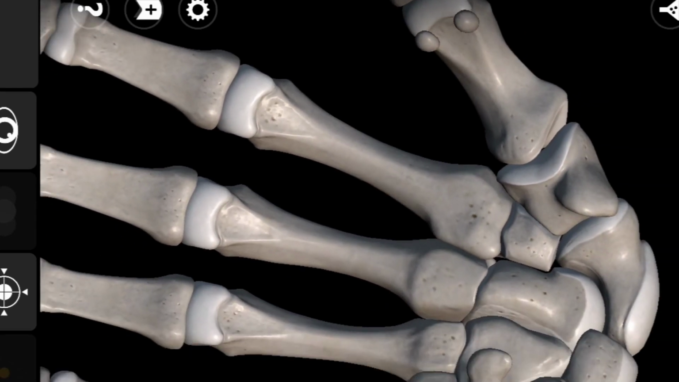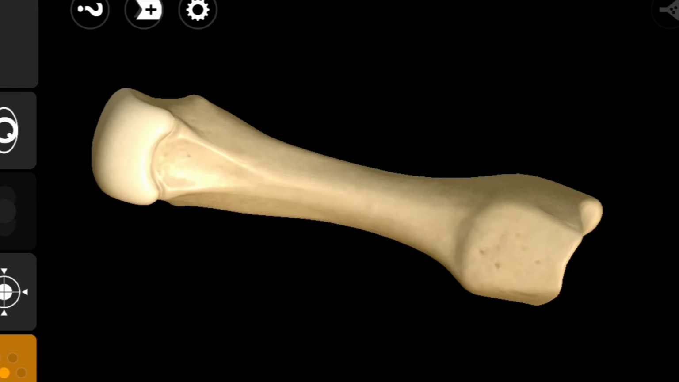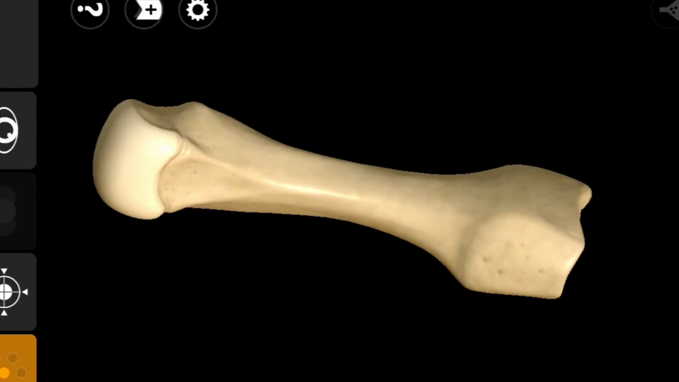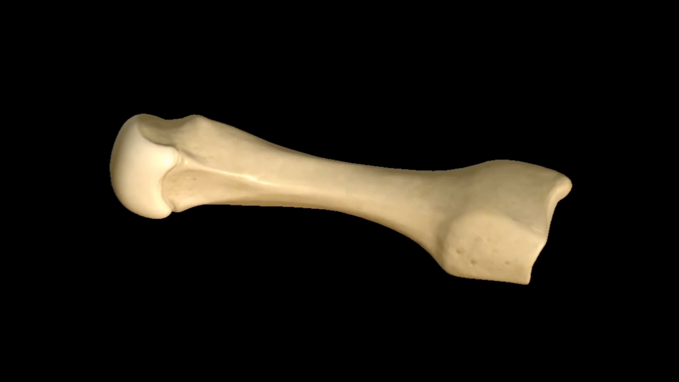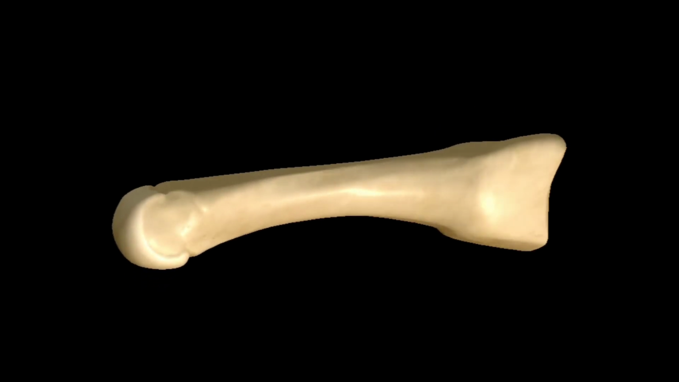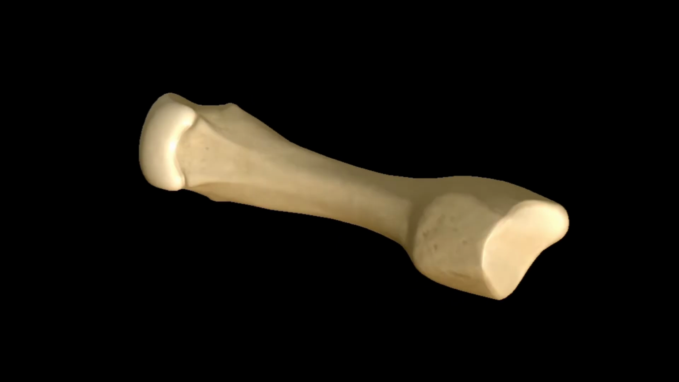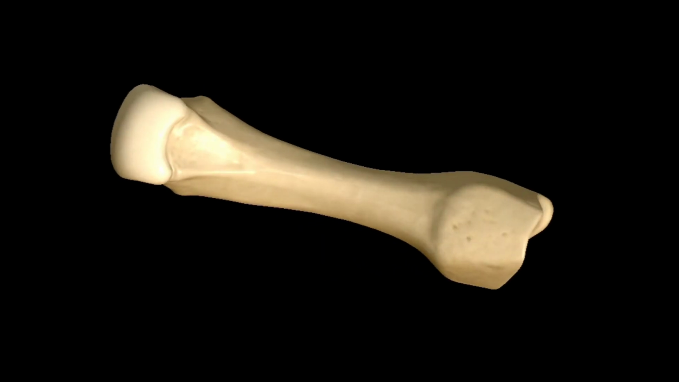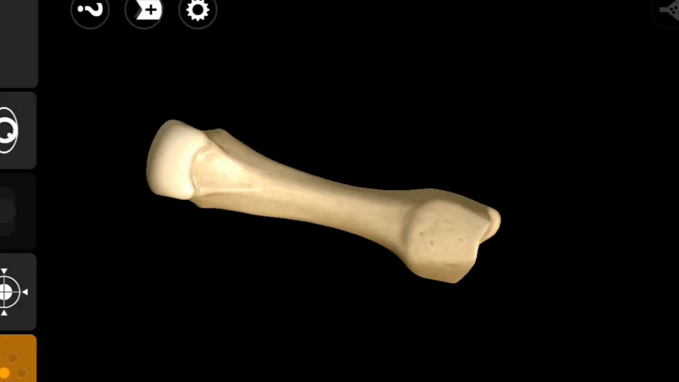Now we will see the third or middle finger metacarpal. This is the third one. This is the longest of the other 4. It is the anterior view, this is posterior, this is lateral view, then medial view, this is the superior view, and then inferior view. This is all about the third metacarpal.